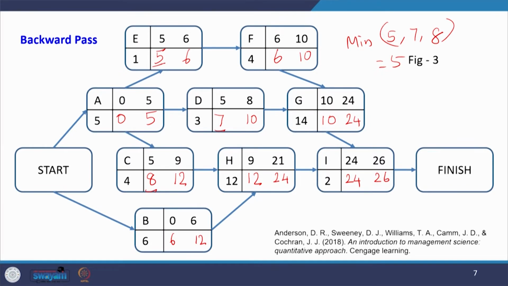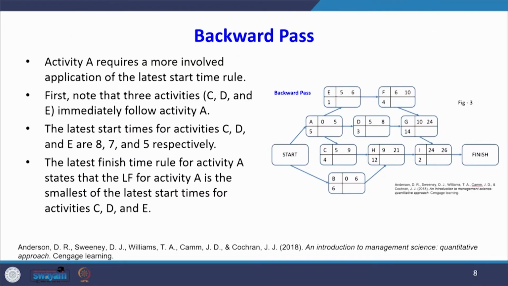Now we have the earliest start time, earliest finish time, latest start time and latest finish time. Now I will explain step by step. Activity A requires a more involved application of the latest start time rule that I have already explained to you. First, note the three activities C, D, E. I will reproduce the values here: 26, 24, 24.